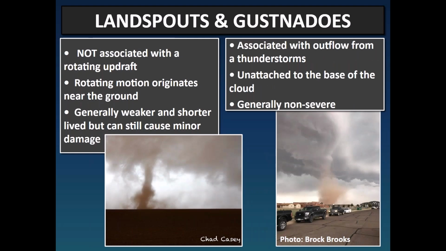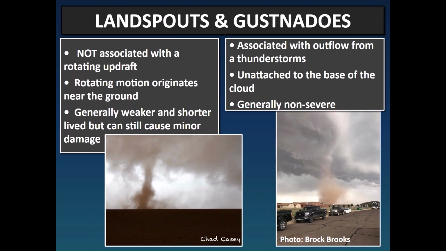Adjacent to tornadoes, but not exactly tornadoes, are landspouts and gustnadoes. Landspouts are not associated with a rotating updraft, so they can form with any type of thunderstorm. The rotating motion originates near the ground, often along frontal boundaries like a cold front, or even a dry line can cause weak little landspouts to develop. The reason we're not as concerned about these in most cases is they generally are weaker and short-lived, but they still can cause minor damage if they occur near property. So just keep that in mind, but they're relatively harmless features that form rarely under thunderstorms.